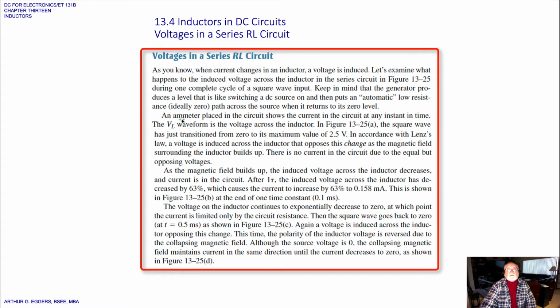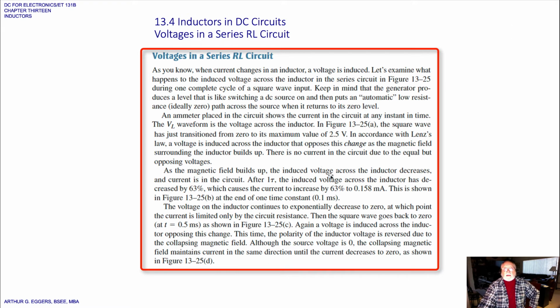So we're going to place an ammeter in the circuit just like we've done before. The VL waveform is the voltage across the inductor, so V sub L. The square wave has just transitioned from 0 to its maximum value of 2.5 volts. In accordance with Lenz's law, a voltage is induced across the inductor that opposes this change as the magnetic field surrounding the inductor builds up.